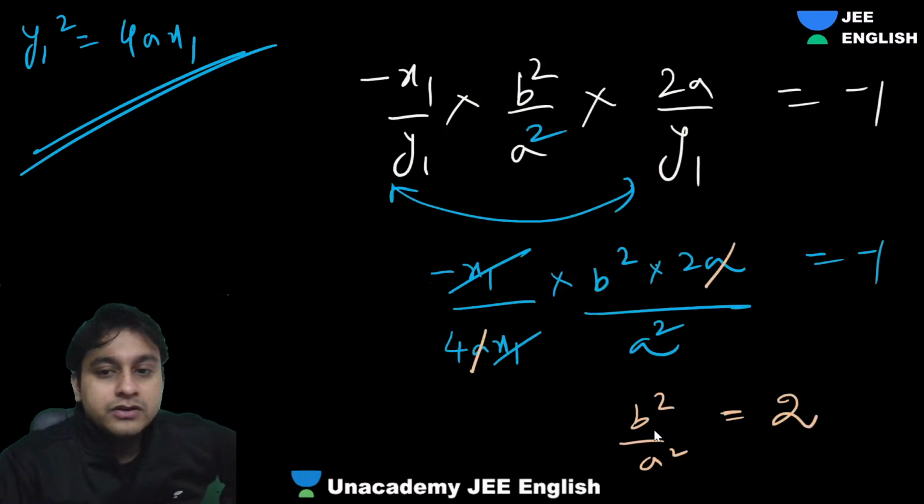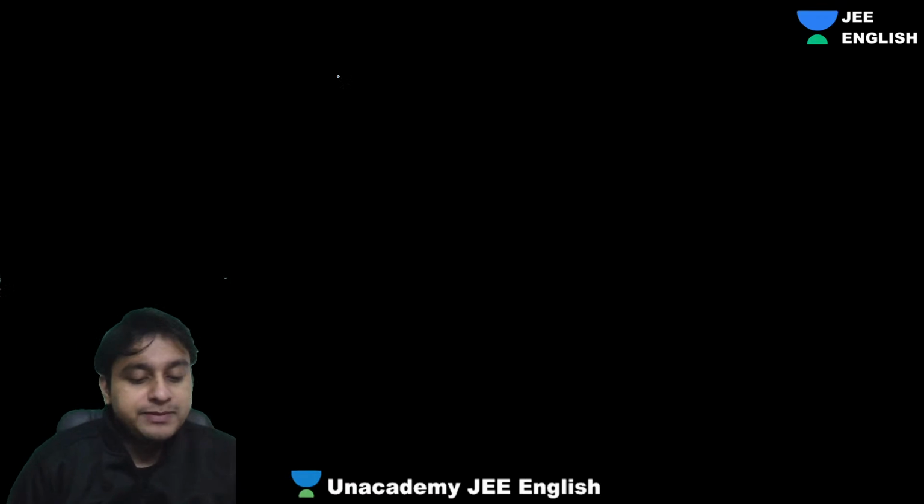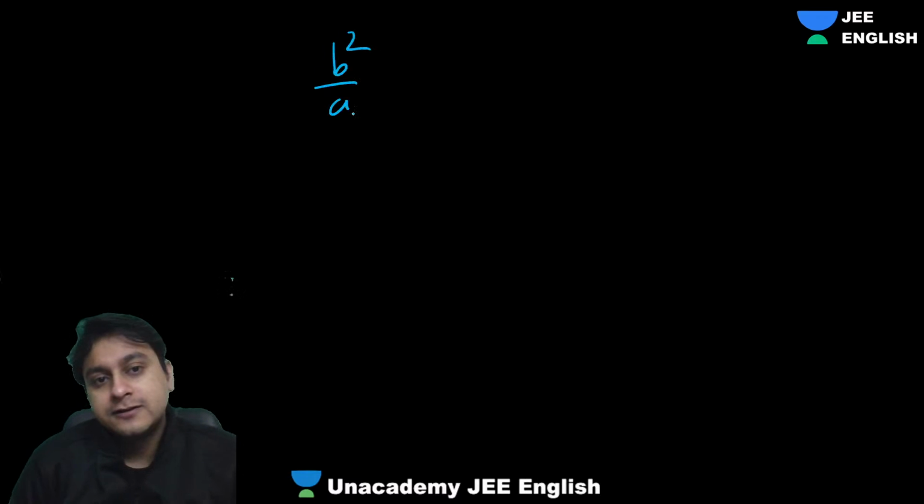Okay, so what will happen, guys? I'll plan that also, don't worry, very soon. So guys, b square by a square is 2. That means, can I say, guys, a square by b square will be half.